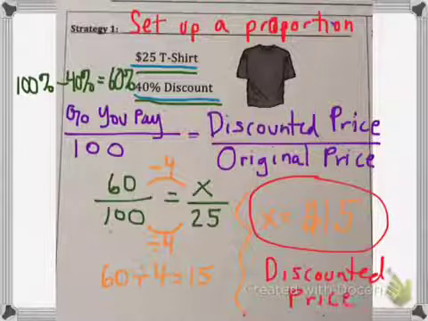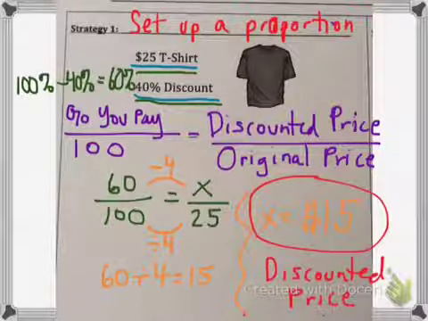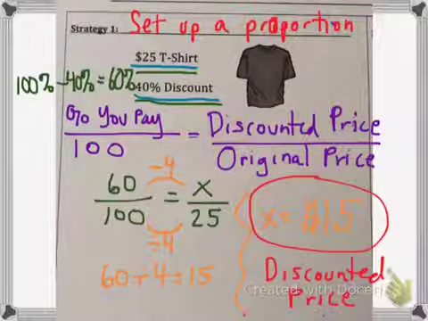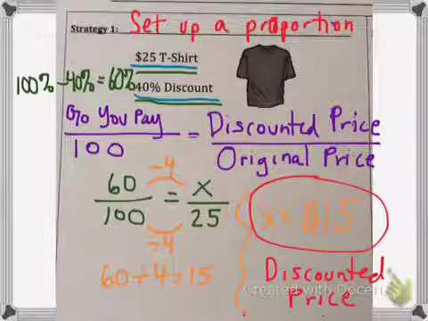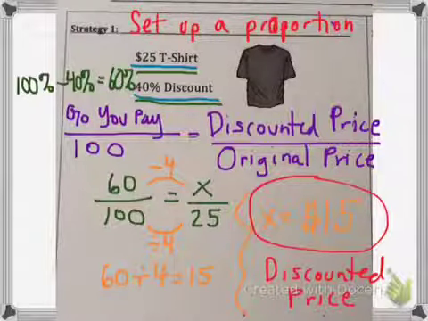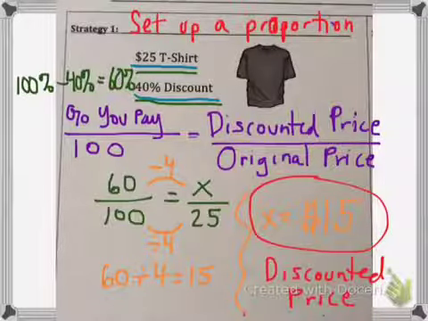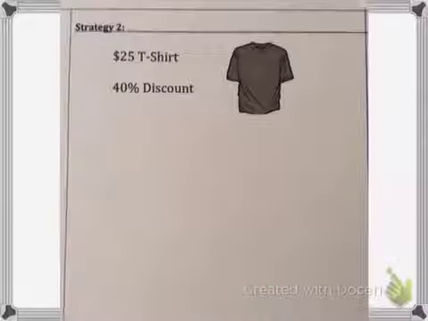Again, we start with the general formula for setting up the proportion, and we just plug in values. So X equals $15, our discounted price. If we pay for this shirt at the register, we would be paying $15 instead of the $25 because it's at a discount. This is strategy 1, set up a proportion. Let's move on to strategy 2.